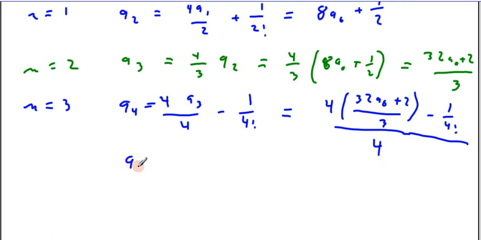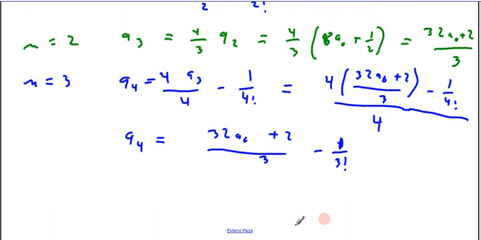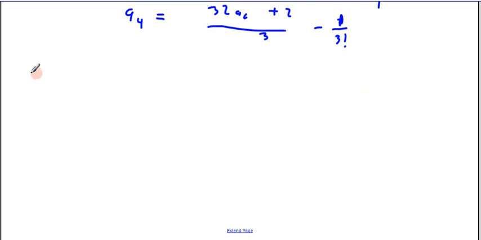All right, so A4 is going to be 32A0 plus 2 divided by 3 minus 1 over 3 factorial. Okay, the 4 goes away, the 4 goes there, makes it a 3 factorial. Okay, so that being the case, we can write down a final answer, assuming we can see all those things.